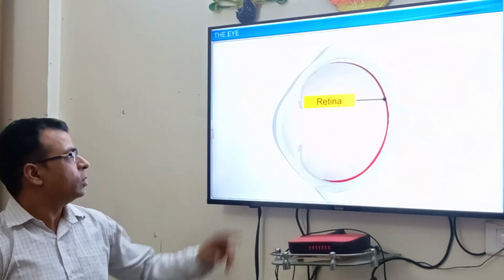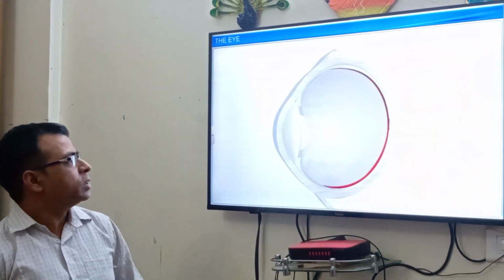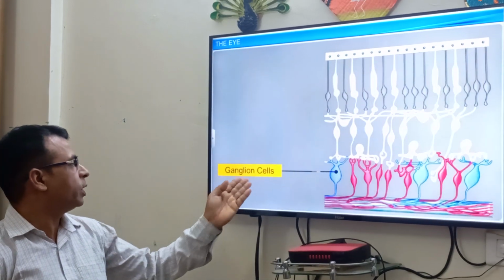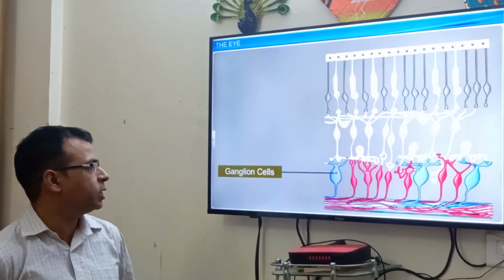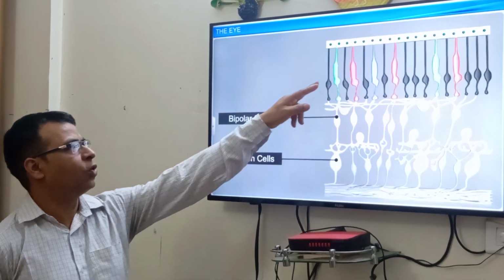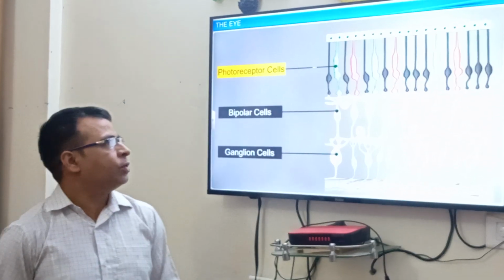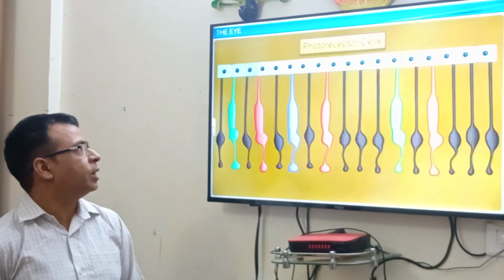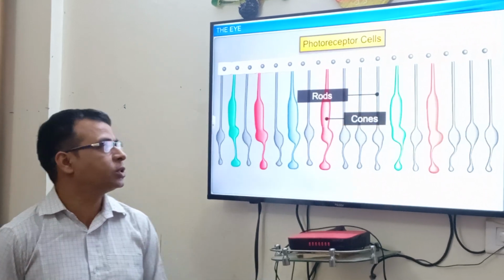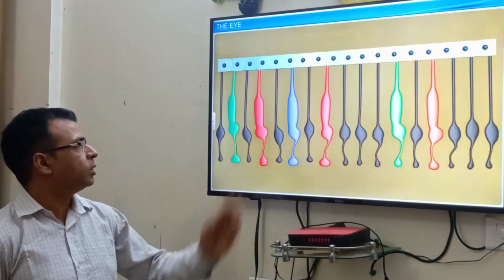This is the retina, the third layer, the innermost layer. It has different types of cells, mainly three types. Ganglion cells are the innermost, then bipolar cells and photoreceptor cells. Photoreceptor cells decide the vision, color, and different types. Photoreceptor cells are of two types, rods and cones. These are the rods and cones in structure.